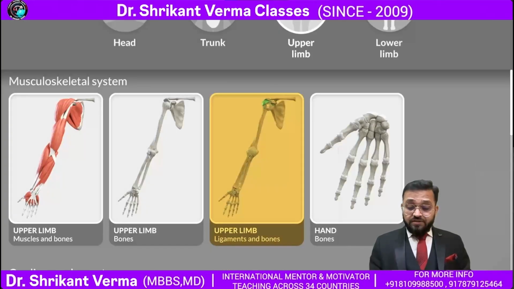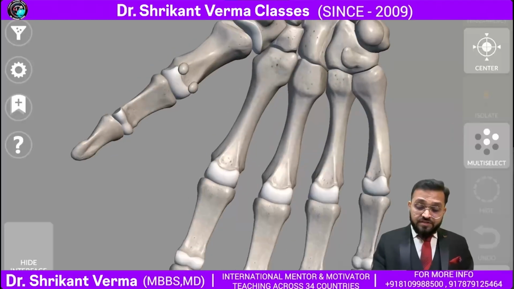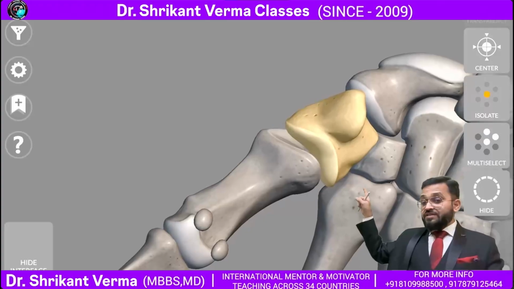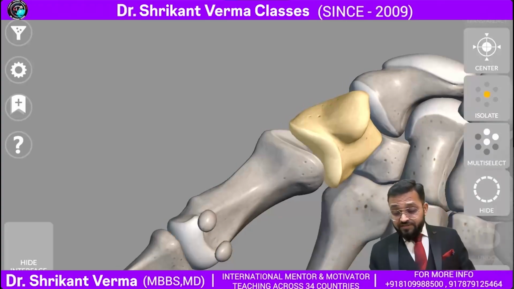Now look here, a few important joints. At the base of the thumb, don't forget, the first carpometacarpal joint is the saddle joint, S shaped. Very good answer.